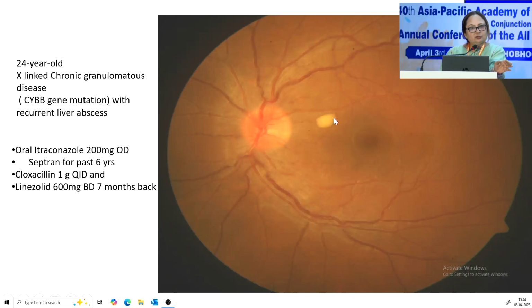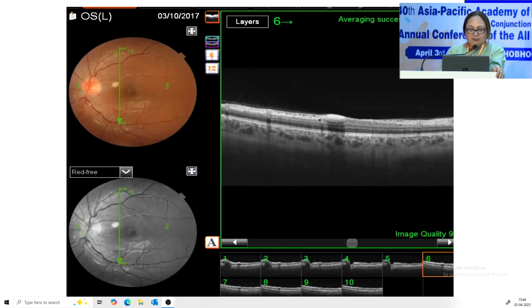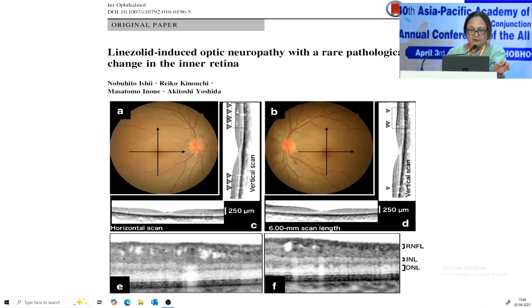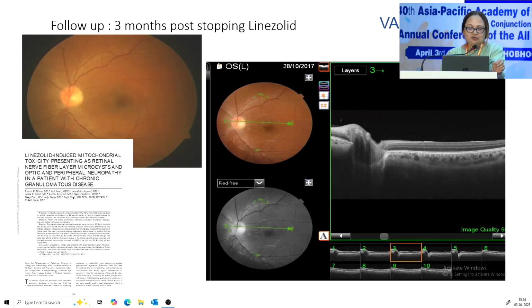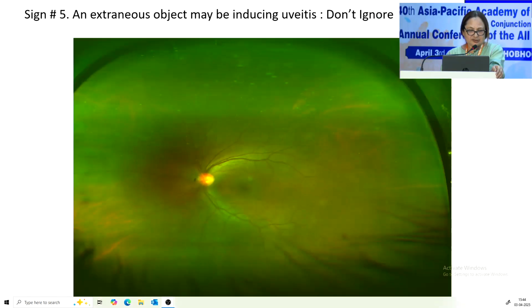My first thought was this is probably a fungus in the eye, and we did OCT, we found those cysts along with this. Now, these cysts in the retinal nerve fiber layer are not something you see in fungal endophthalmitis. And this is a very classic feature of linezolid-induced optic neuropathy, which causes RNFL microcysts. So we just stopped the treatment for this, which resulted in the recovery of these cysts.